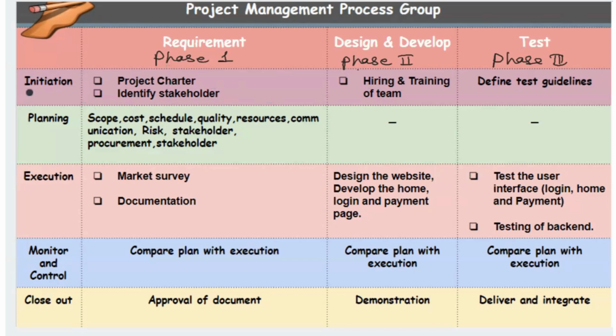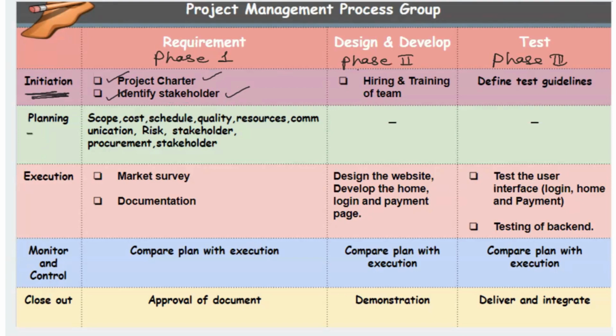Now, initiation process group. So under initiation process group, what activities have I kept? I have kept project charter and identify the stakeholders, because project charter is a document which is written by the project manager at the start of the project. Project manager mentions the whole high level description of the project. So this is the starting project activity. That is why it is placed in the initiation process group. Identifying the stakeholders, again, you have to identify who all are going to participate in the project.